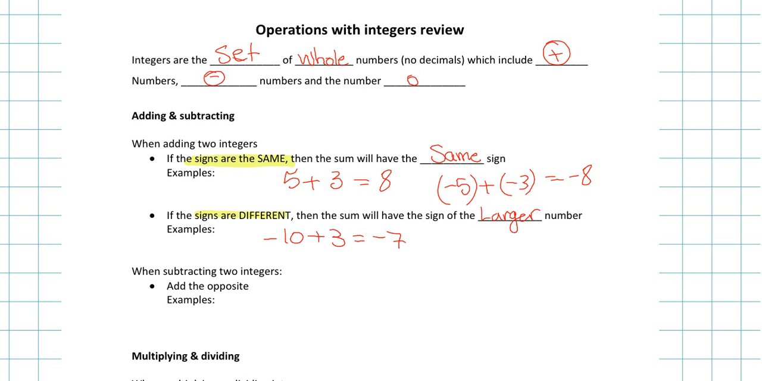Now give me another example where my answer is going to be positive. Negative 4 plus 12. What would be your answer for this? 8. It's going to be a positive 8, right? The bigger number is 12. 12 has a positive sign. That means my answer is going to be positive.